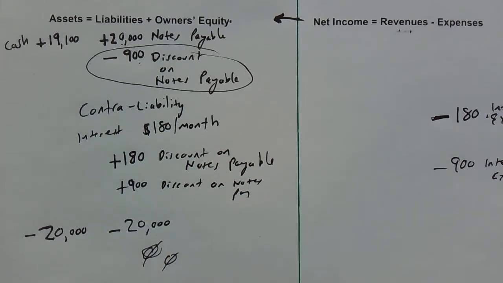I will do another video in the very near future to show these very same transactions in a journal entry. So this is just the horizontal model, and then I'll show the journal entry next.